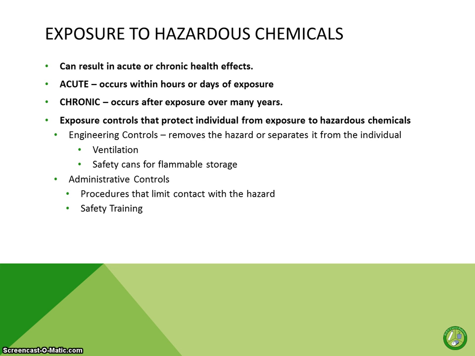Some exposure controls that protect individuals are, there's really three. Engineering controls, these actually remove the hazard or separate it from the individual. These are things like ventilation or safety cans for flammable storage. There's administrative controls. These are procedures, standard operating procedures, procedures that limit contact with the hazard. And it might be even like this safety training. This would be an administrative control.